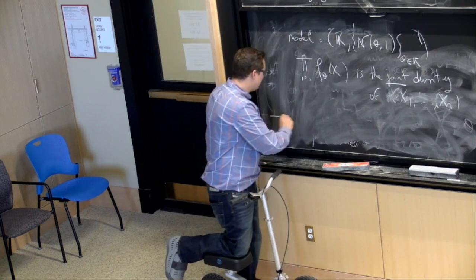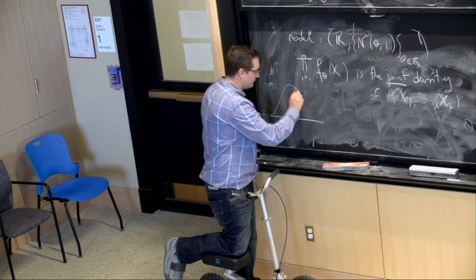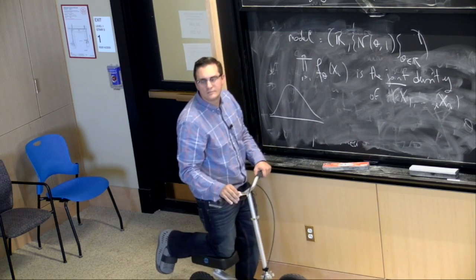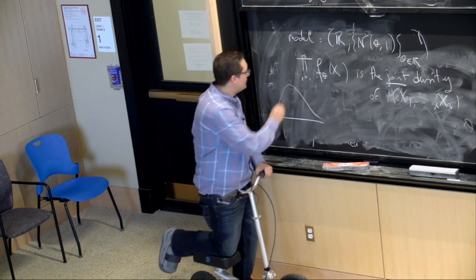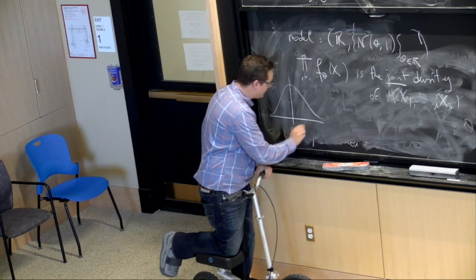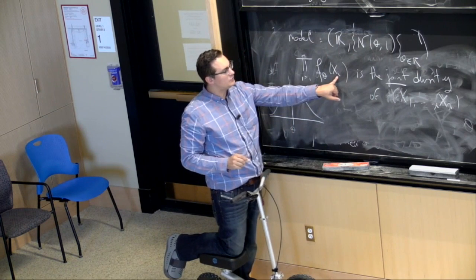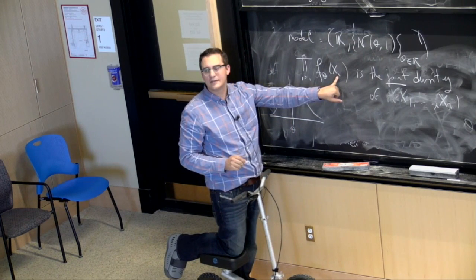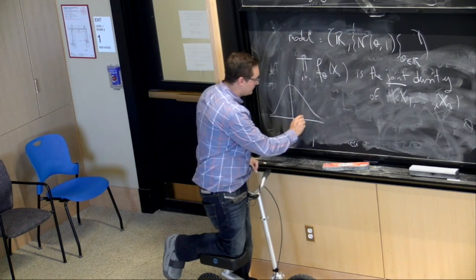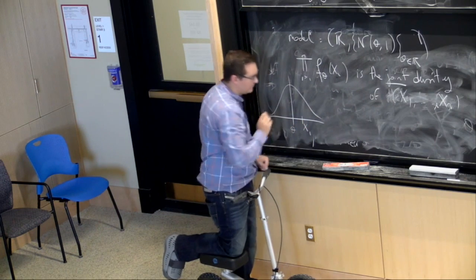Okay, so now I have this data, and I have one observation. And I know that f theta looks like this. And what I'm doing is looking at the value of f theta at my observation. Let's call it x1.